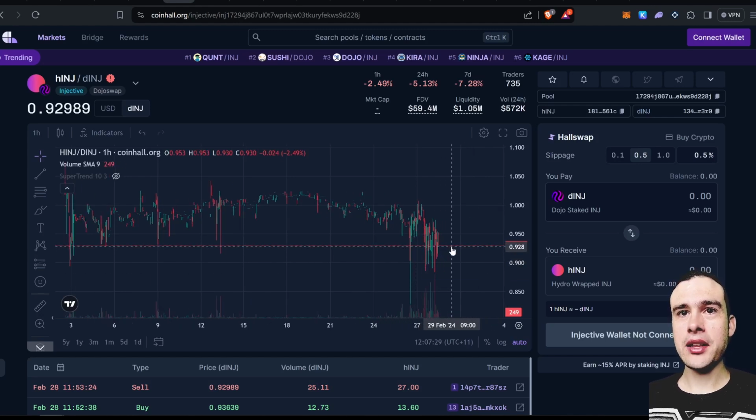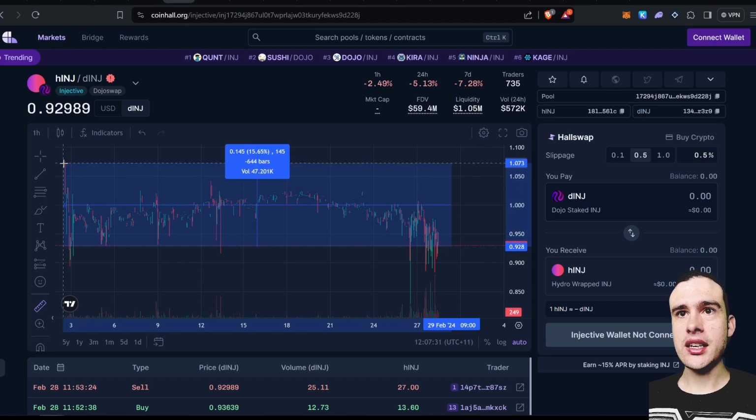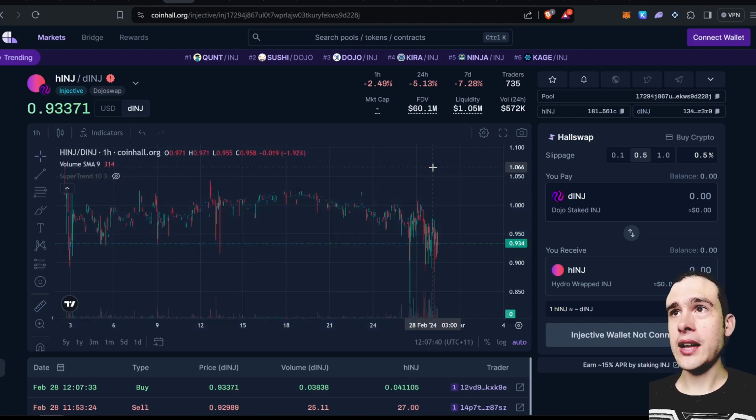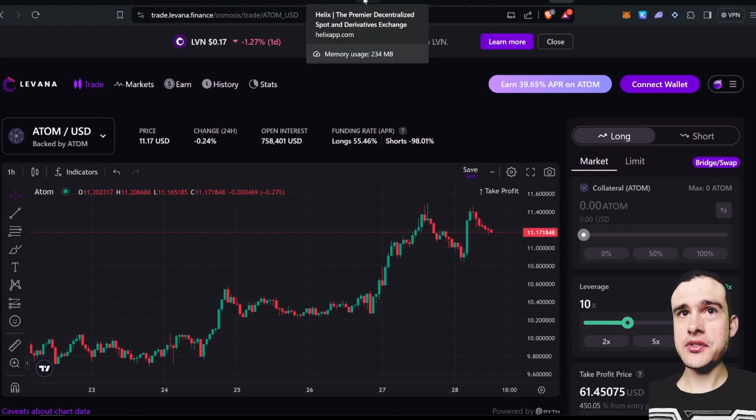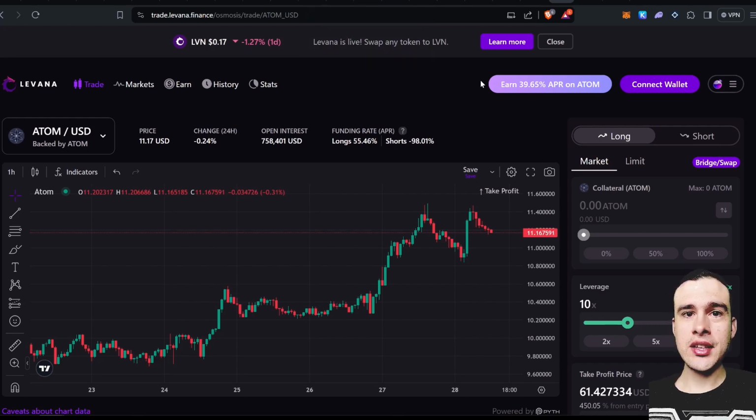But I think this is because people are bailing from this and entering the Dojo dINJ due to DojoSwap being such a powerful app and on the rise. And there are other protocols like Levana, which also works on the same network, which is another perp DEX. But I think the main reason why I prefer Helix is because of the bots and stuff as well. And it's specific to Injective, so they can really build it out to the Injective ecosystem.